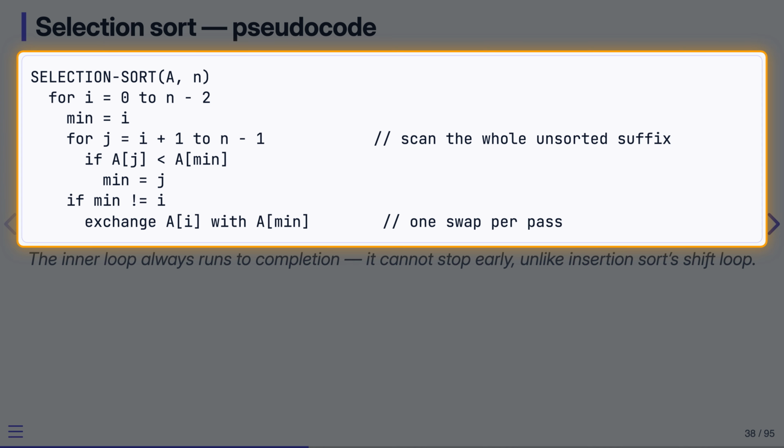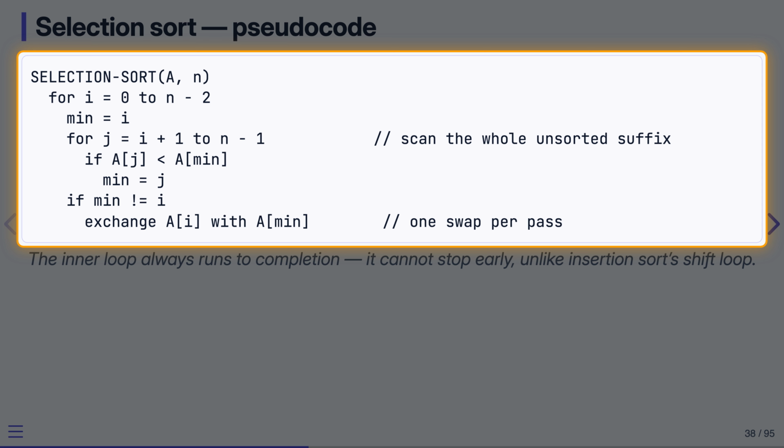Let's read selection sort in pseudocode. The outer loop runs I from 0 up to n-2. We start by guessing that the minimum is at index I, so we set min to I. The inner loop runs j from I plus 1 to n-1, scanning the whole unsorted part. If A at index j is less than A at index min, we found a smaller value, so we update min to j.